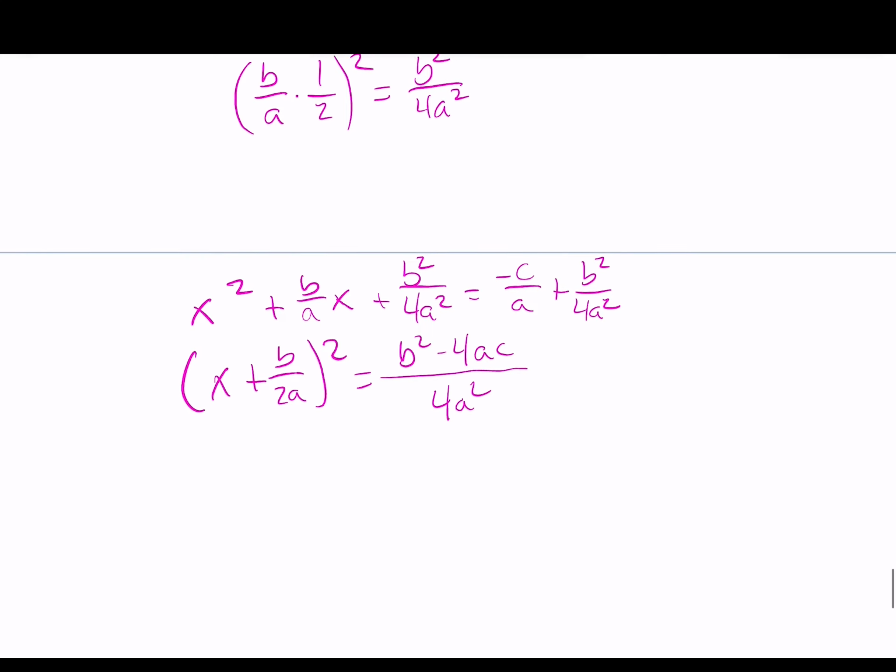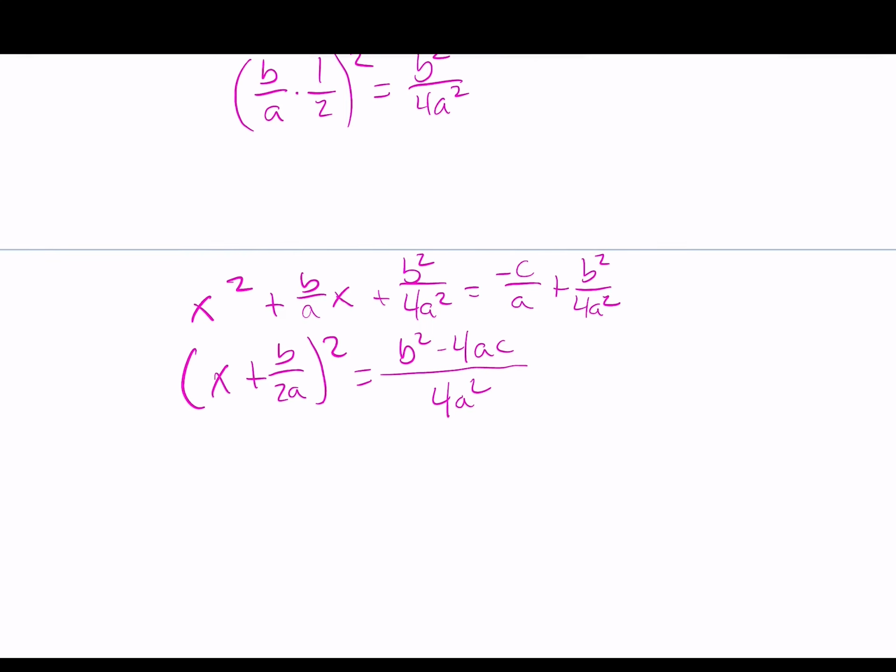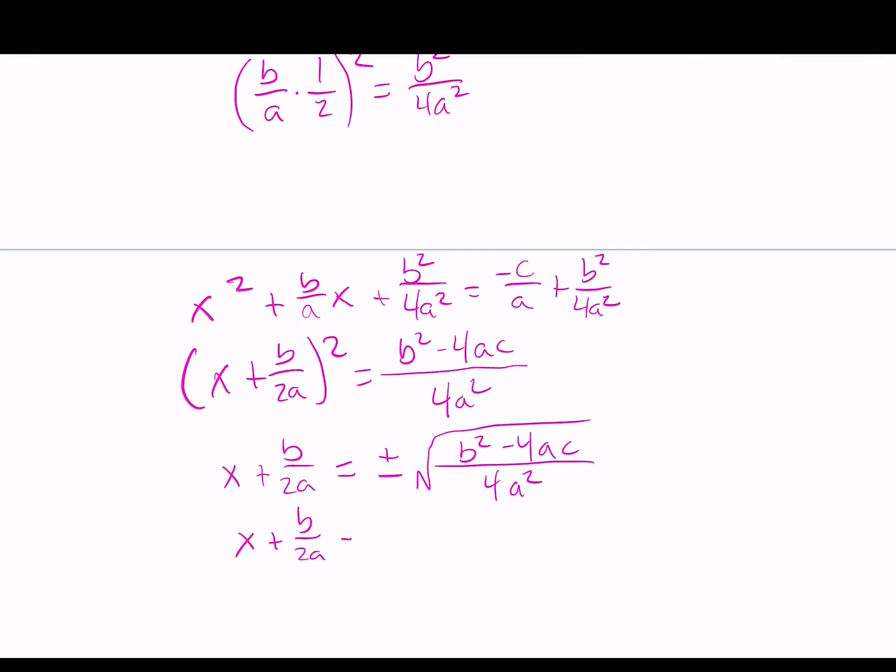Okay? And then what we can do is take the square root of both sides, and we get x plus b over 2a is equal to plus or minus the square root of b squared minus 4ac all over 4a squared, which we can then rewrite as x plus b over 2a is equal to plus or minus the square root of b squared minus 4ac all over 2a.